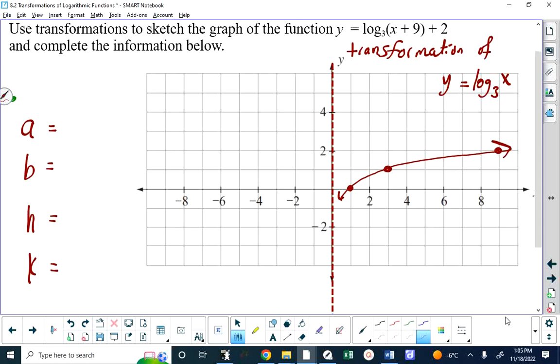Okay, and what's the value of a? 1. Because the function is log base 3, and it's just 1 log base 3. I'm going to stick with you, Caden. What is the value of b? 1 as well, because b is the coefficient of x in the argument of the function. And what is h? -9, right? So h is the number that you would take away from x to get the argument, which is x plus 9, and k?